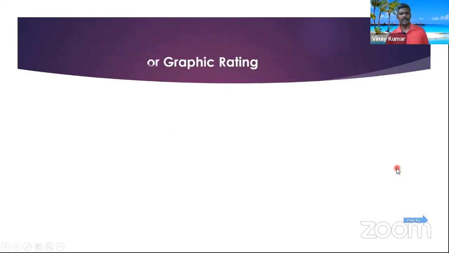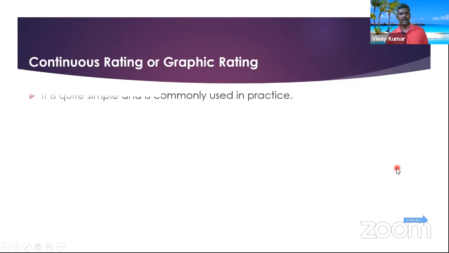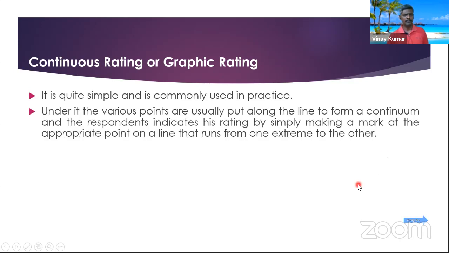Now, with an example, we can understand this continuous rating scale. It's very simple and it's a very commonly used technique in measuring data. Under it, the various points are usually put along a line to form a continuum. That's why it is called a continuous rating scale. The respondent indicates his or her rating by simply making a mark at the appropriate point on a line that runs from one extreme to another.